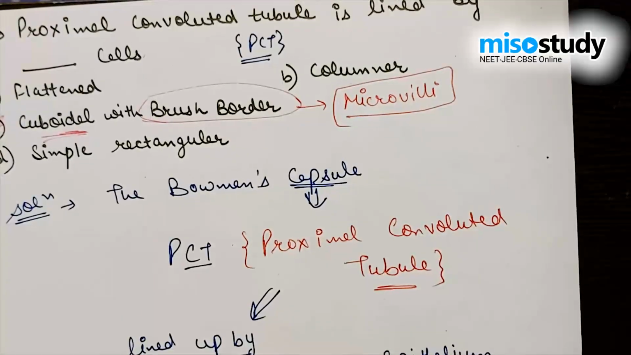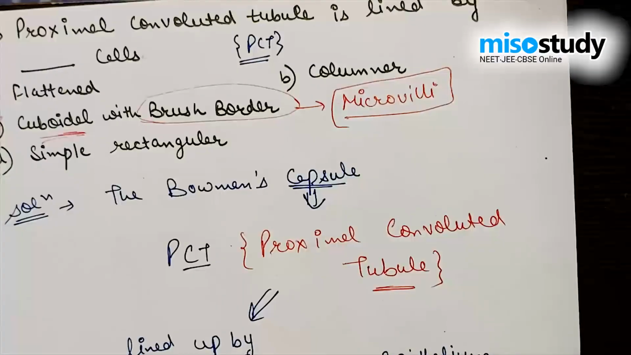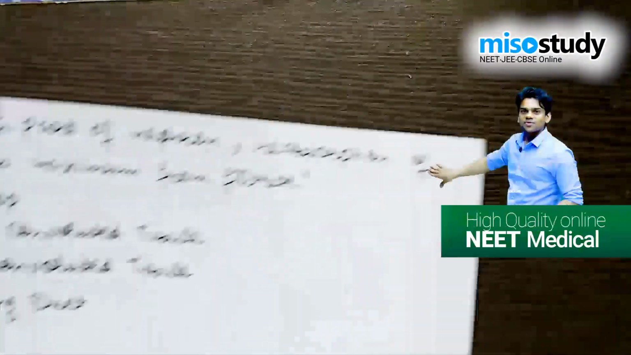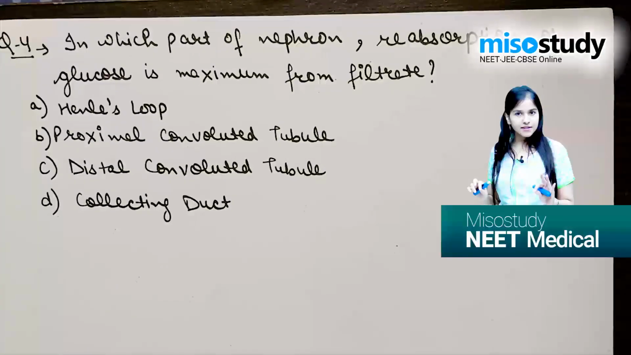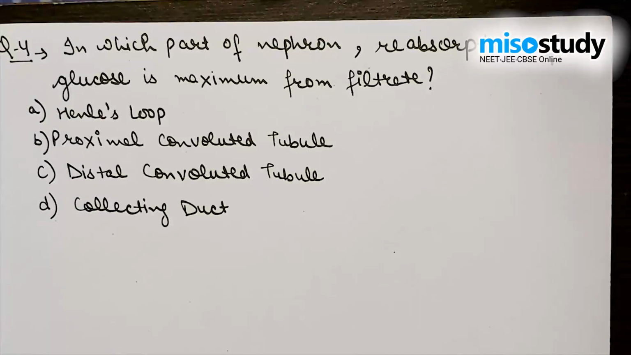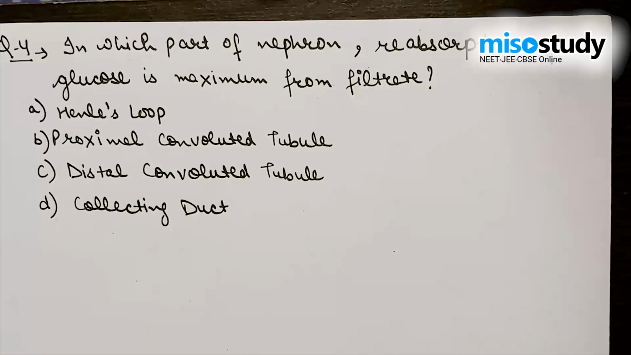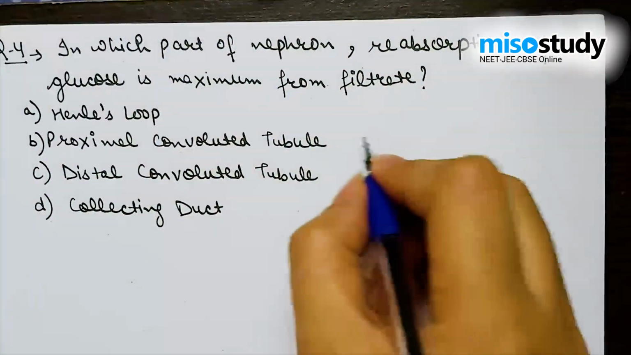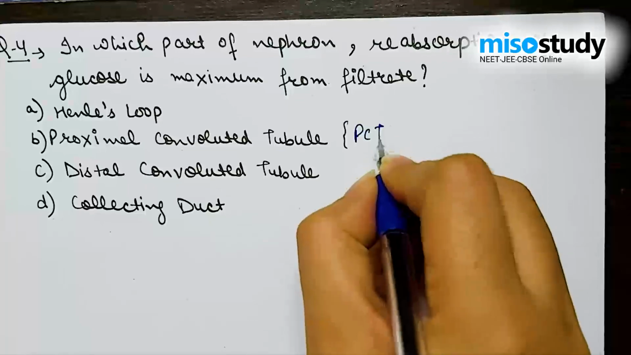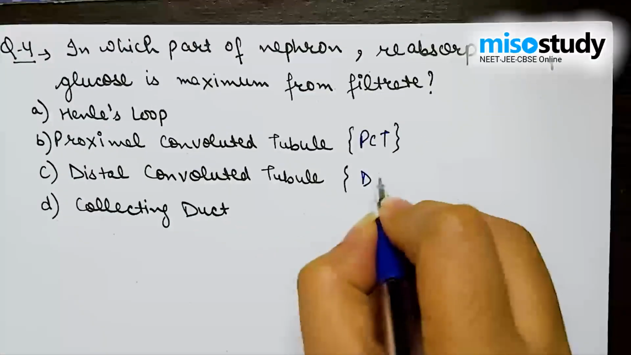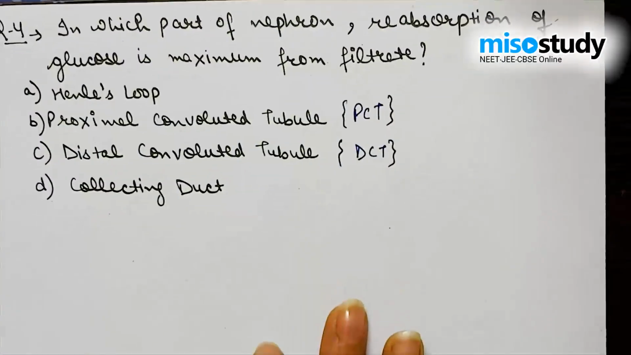Let's discuss the next question from the same section. In which part of nephron is reabsorption of glucose maximum from filtrate? Option A, Henle's loop. Option B, proximal convoluted tubule. Option C, distal convoluted tubule. And D is the collecting duct. We all know that PCT is the proximal convoluted tubule and DCT is the distal convoluted tubule.